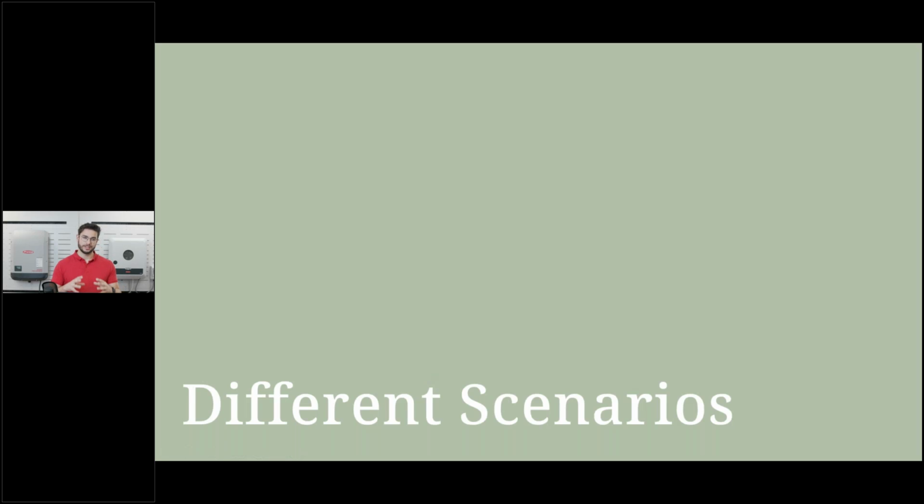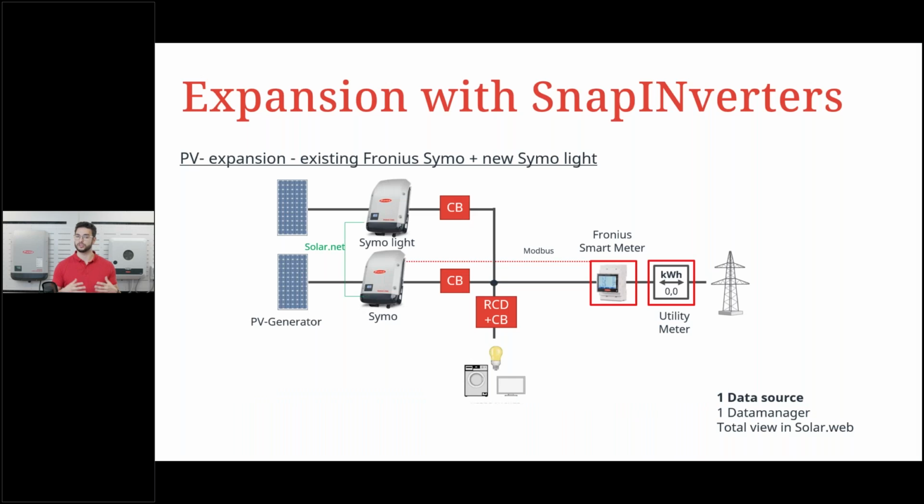Okay, and based on this schematic, we now take a look into some system extensions. Let's say we want to add another SnapInverter to an existing SnapInverter system, for example. And this new system that we want to add can be a light version of the SnapInverter. The reason for that is very simple, because on the SnapInverter we have a so-called solar net ring possibility. It's an interconnection possibility between the SnapInverter series. This is visualized here with the green line, and therefore nothing else is needed.